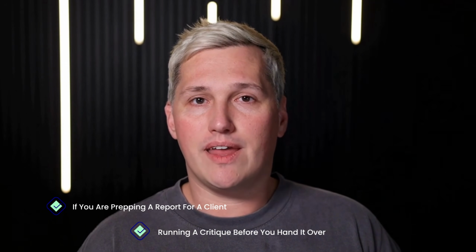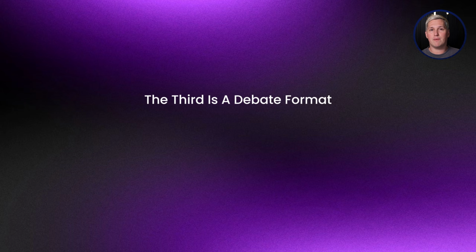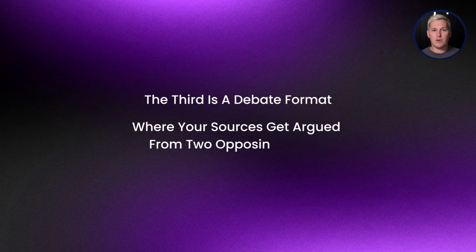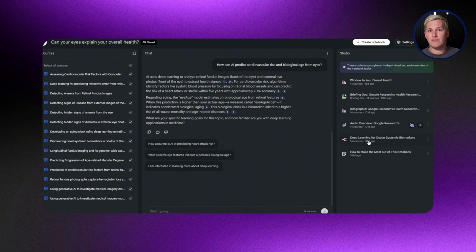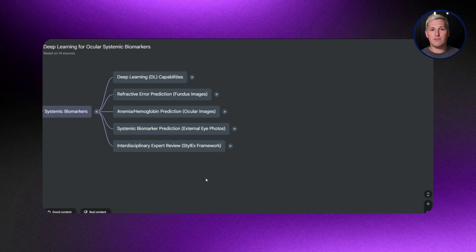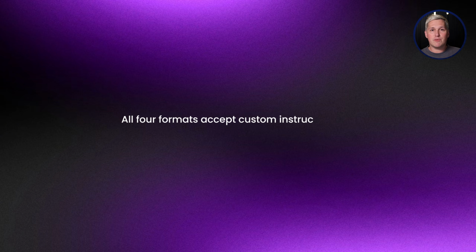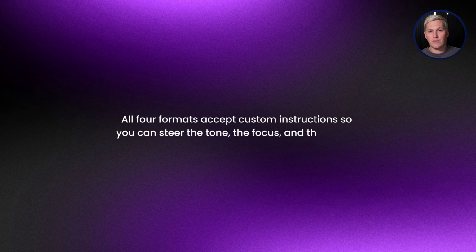If you are prepping a report for a client, running a critique before you hand it over catches gaps you would otherwise miss. The third is a debate format, where your sources get argued from 2 opposing angles. This is surprisingly useful when your research covers multiple perspectives that conflict. Instead of reading through everything and building the comparison yourself, the tool just does it out loud for you. And of course, the original deep dive format is still there. All 4 formats accept custom instructions, so you can steer the tone, the focus, and the length.